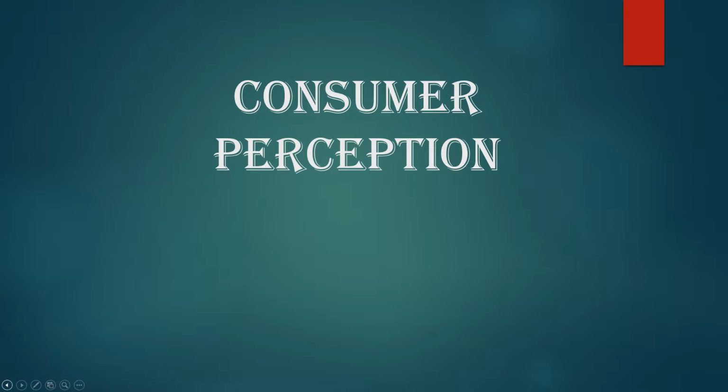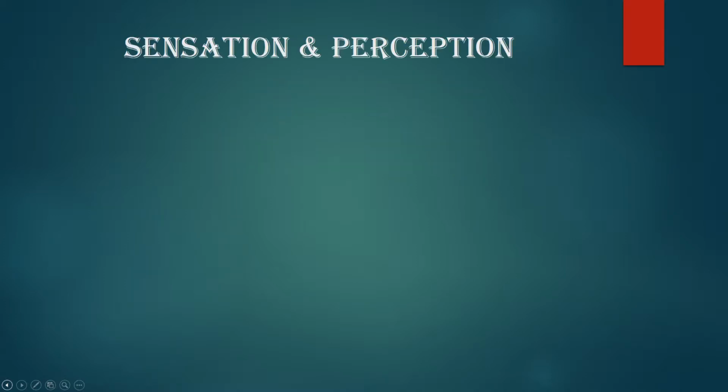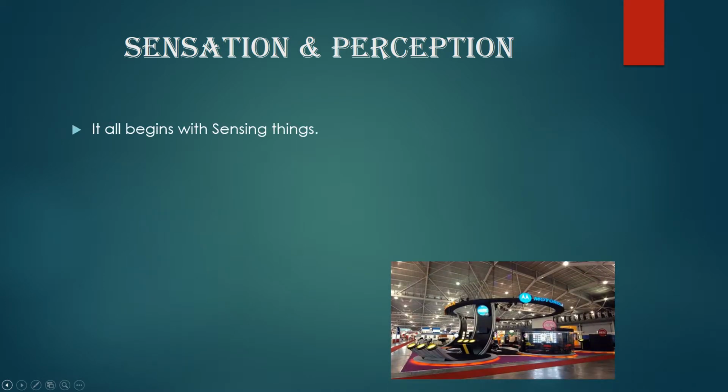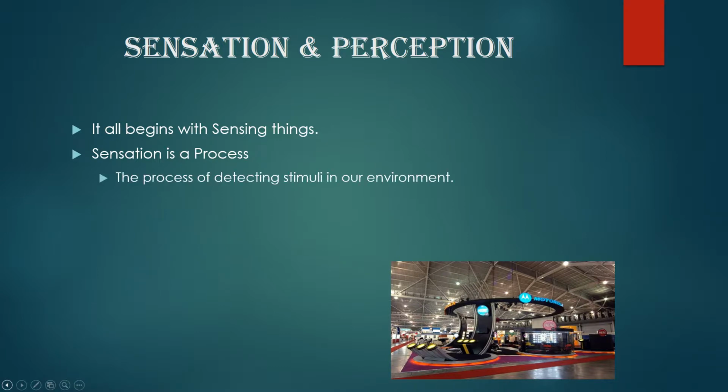Now, your chapter is referred to as perception, or I call it consumer perception. But to be honest with you, I've expanded it because really the chapter is all about sensation and perception. As we get into this chapter, we start off talking not about perception initially, but about sensation. You see, it all begins with sensing things, all right? Because that's what sensation is. Sensation is a process. It's the process of detecting things or sensing things, picking up things in our environment, okay?